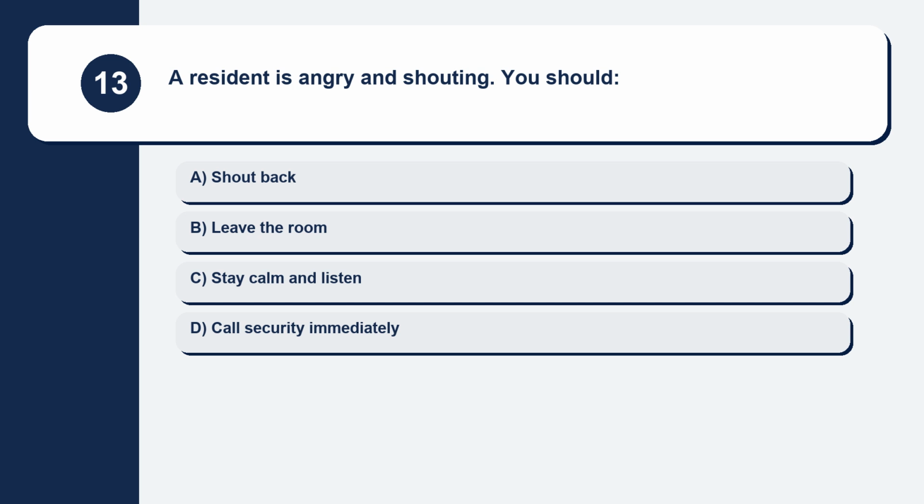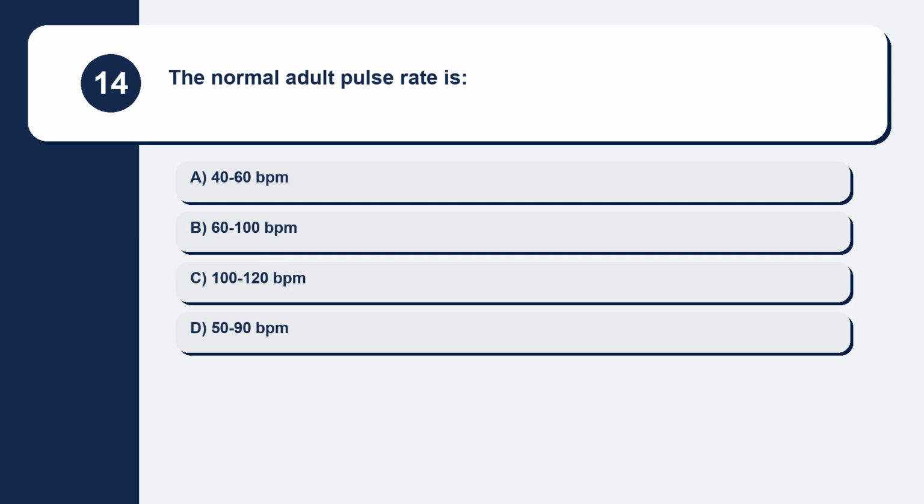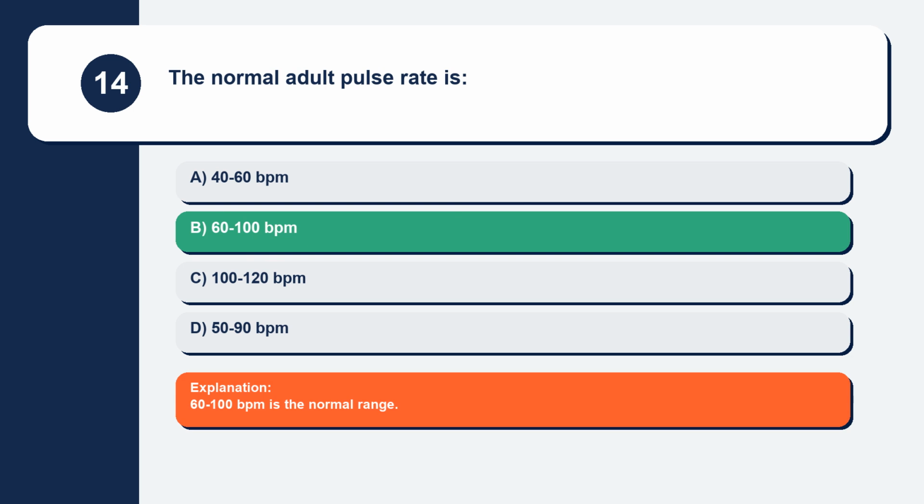Question 13. A resident is angry and shouting. You should shout back, leave the room, stay calm and listen, call security immediately. Therapeutic communication involves staying calm. Question 14. The normal adult pulse rate is 40-60 bpm, 60-100 bpm, 100-120 bpm, 50-90 bpm. 60-100 bpm is the normal range.